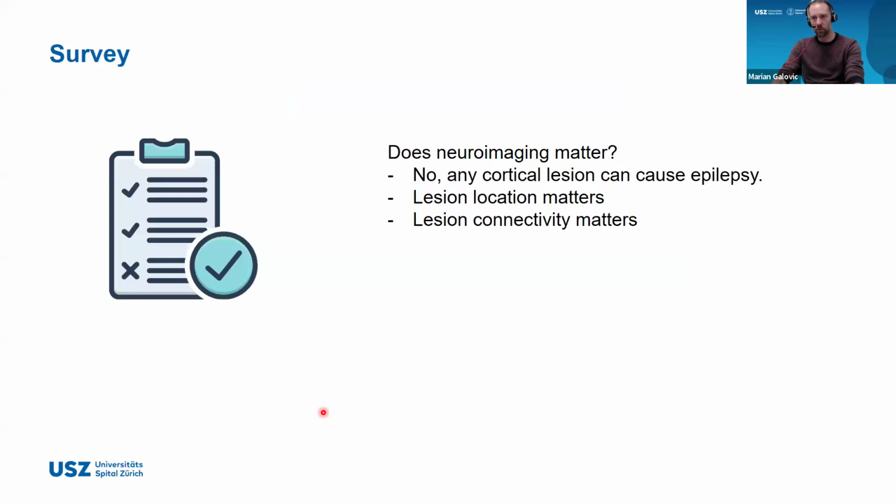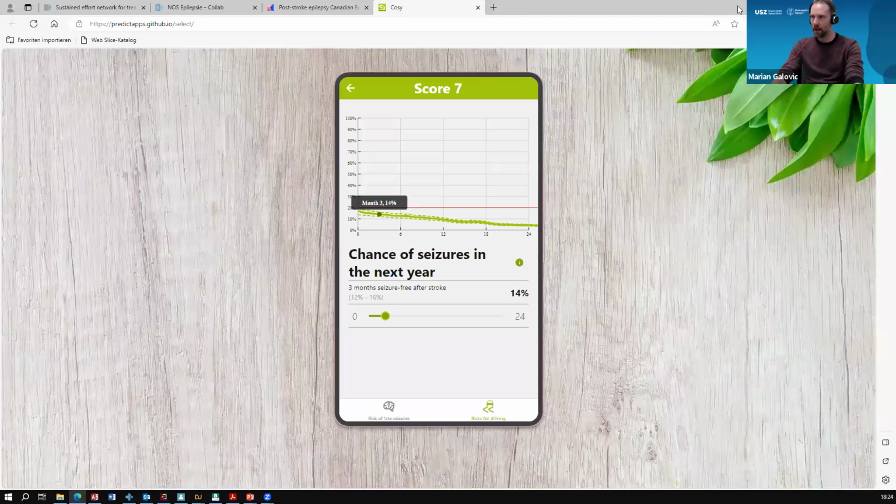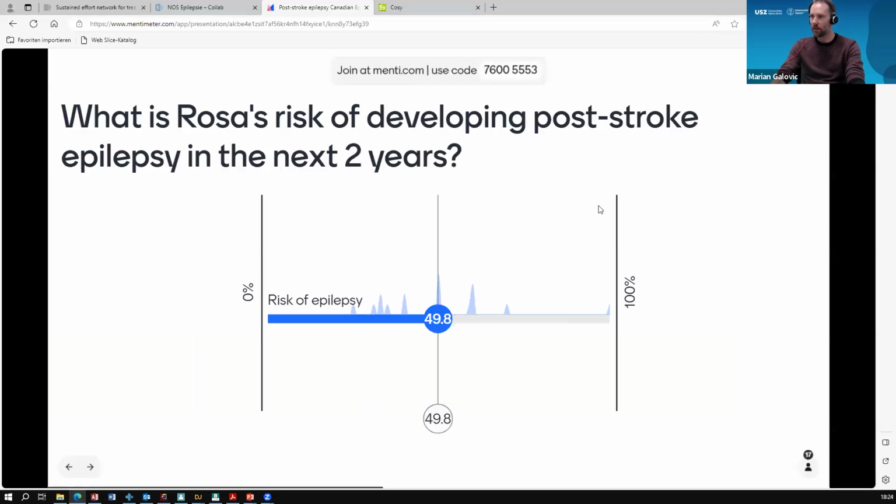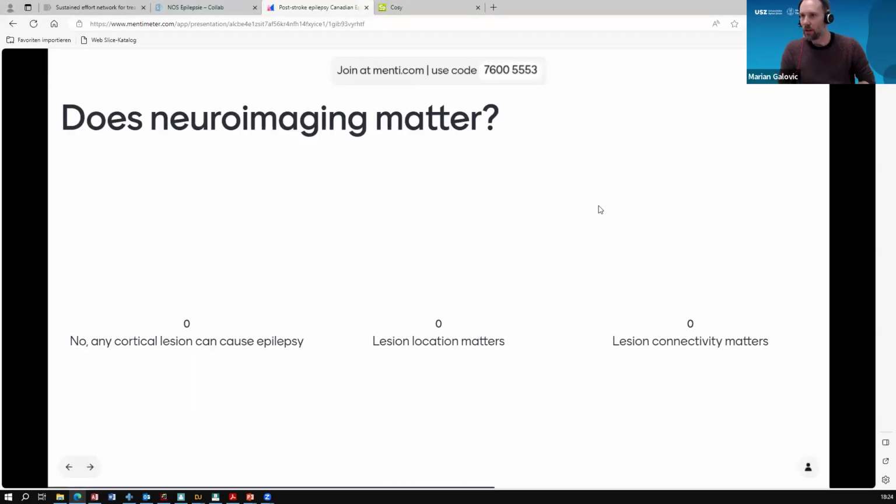But first, I have a question for you again. So let's go back to Mentimeter. There you go. So what do you think? Does neuroimaging matter for the development of post-stroke epilepsy? Is that a relevant risk factor? The answers are, well, no, any cortical lesion can cause epilepsy, or maybe others think that actually lesion location does matter. And again, other people might think that lesion connectivity may matter most.